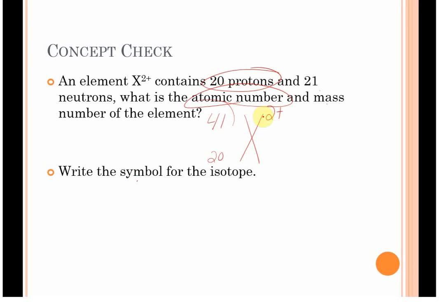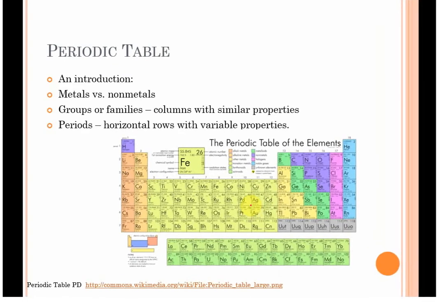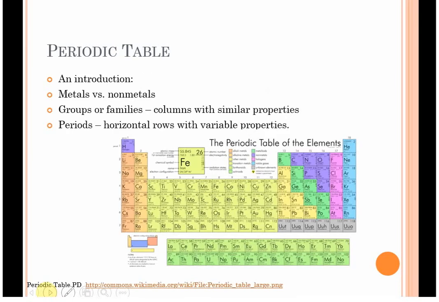What's the symbol? The only thing we're missing is what this X is. So if we go to the periodic table, we can look up number 20, which is calcium. And we can then come back here and write it as calcium 2 plus, preferably with your 41 there as well. So that is how you calculate mass number and write the symbol for isotopes.